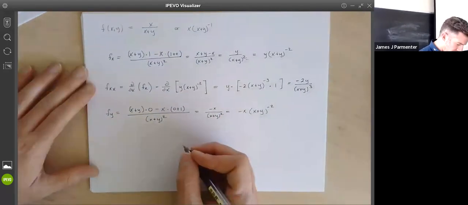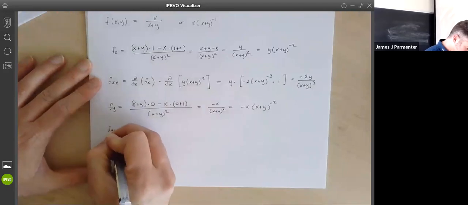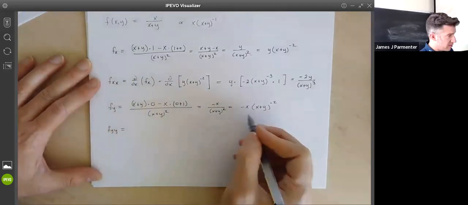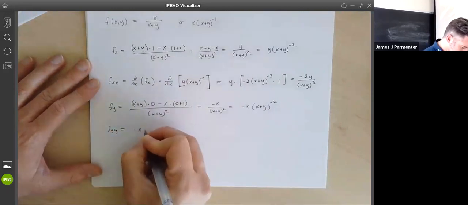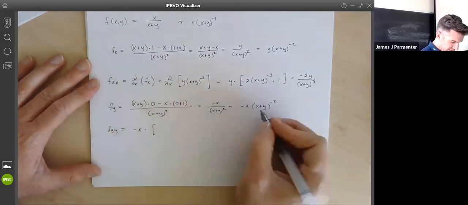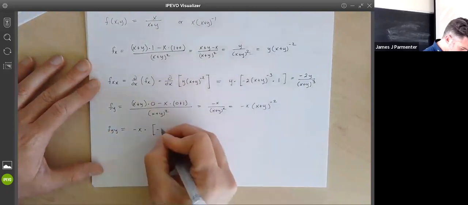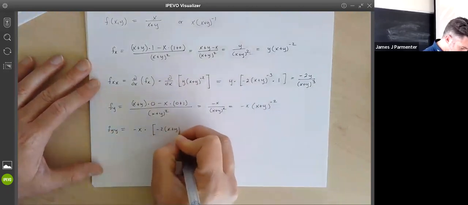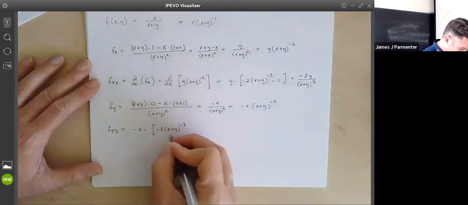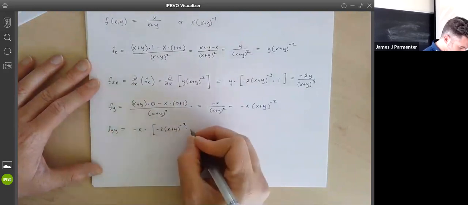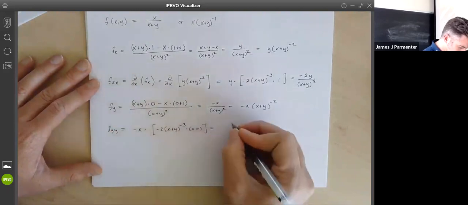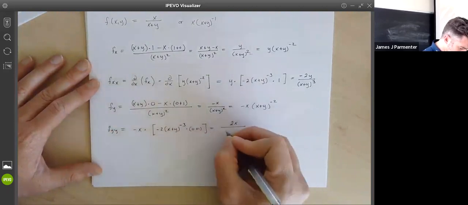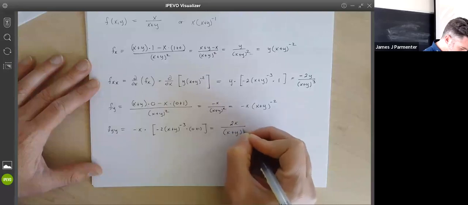Let's find fyy. Okay, so I'm just taking the derivative of this with respect to y. So that negative x is going to hang out. And the derivative of (x plus y) to the negative second is -2 times (x plus y) to the negative third times the derivative of the insides, which is 0 plus 1. So that's going to end up being a positive 2x over (x plus y) to the third.